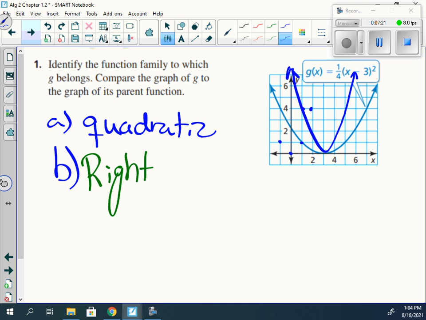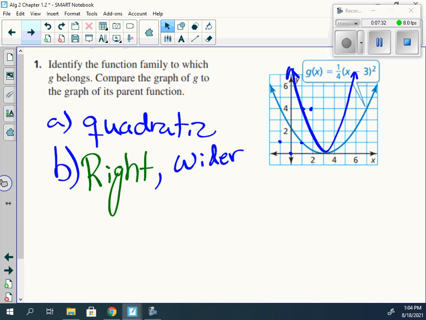See, yeah, I didn't pick the pin up, so it's right and wider. Is wider with two D's or one? It's one. I don't know.